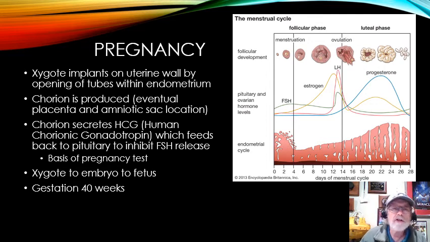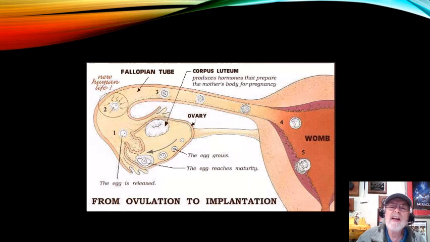Again, gestation is usually about 40 weeks, somewhere in that range. My older son was 41. My younger son was about 35. So it does change a little bit in regards to time. And again, we talked about the HCG, the human chorionic gonadotropin, which feeds back to the pituitary that stops the FSH release. Okay, and this is from ovulation to implantation, where we have the ovary, and you start.